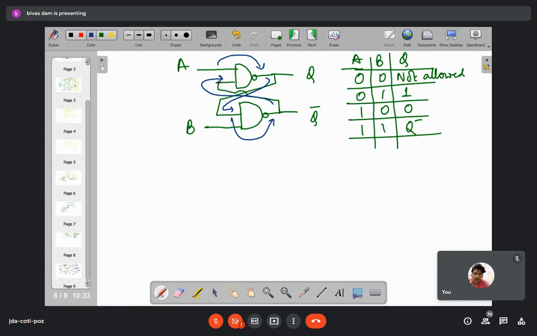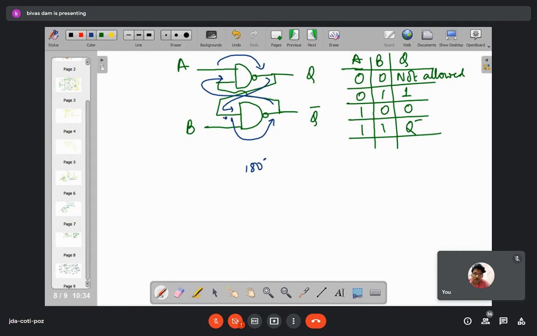Okay. So let us try to find out the net phase shift encountered in this path. From A to Q, what is the phase shift? 180 degree, because there is one NAND gate in between A and Q. So the NAND gate is supposed to introduce 180 degree. Then Q to this input, what is the phase shift? 0 degree. So A to this input, what is the phase shift?